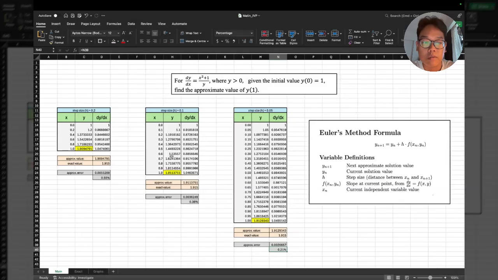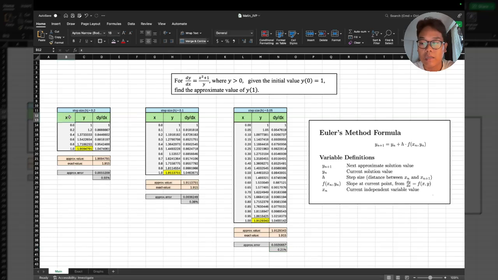Firstly, I'll explain the formula. Yn+1 is the next approximate solution value. Yn is the current solution value. h is the step size. f(xn, yn), or dy/dx, is the slope at the current point. And xn is the current independent variable value.